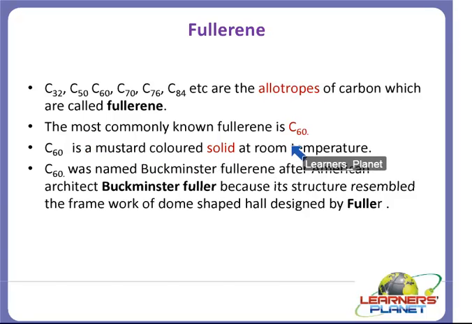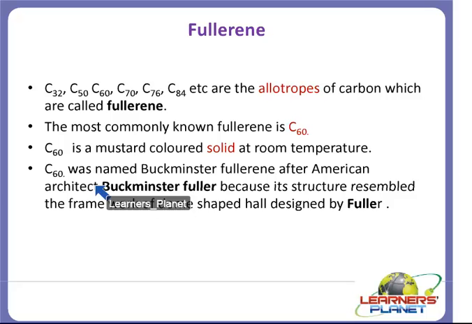The most commonly known fullerene is C60. Now this C60, children, is a mustard colored solid at room temperature. You must be remembering fullerene is an amorphous allotrope. It is not a crystalline allotrope. Your diamond and graphite are the crystalline allotropes, whereas this fullerene is an amorphous allotrope.